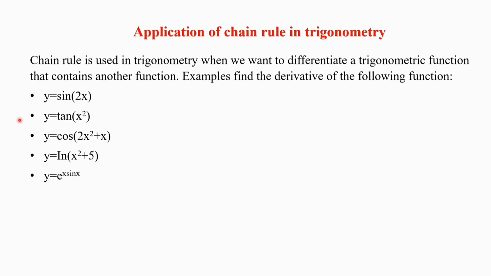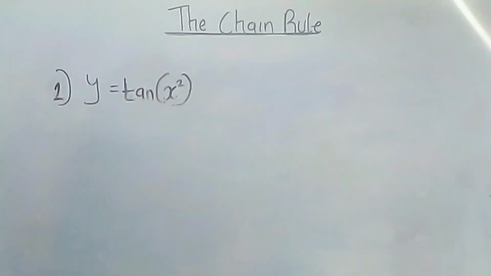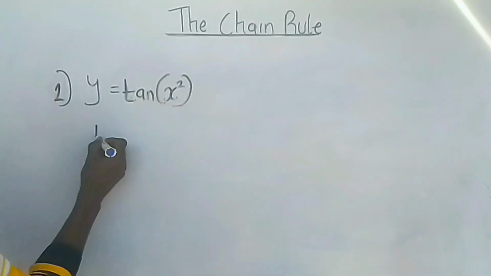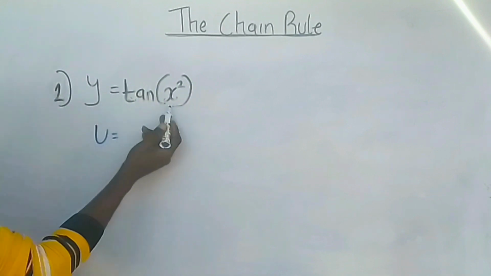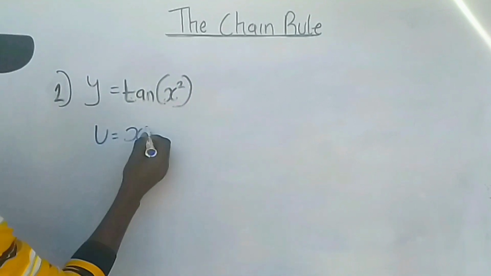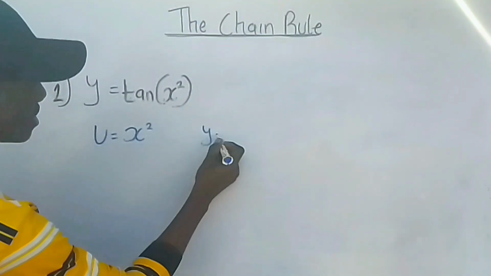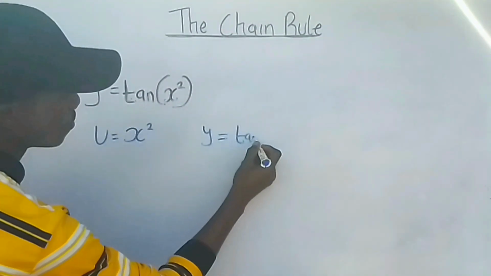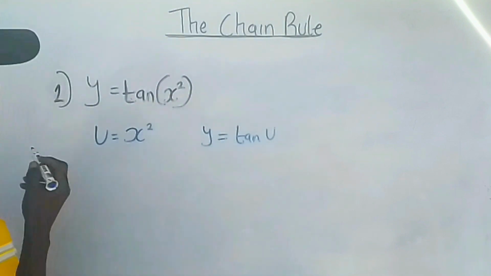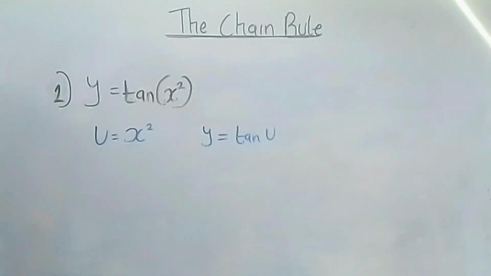The second example, find the derivative of y is equals to tan x squared. The first step is to identify the inner function and the outer function. In that case, I'm going to set u is equals to the inner function, which is x squared. So u is equals to x squared. If u is equals to x squared, then y will be equals to tan u.